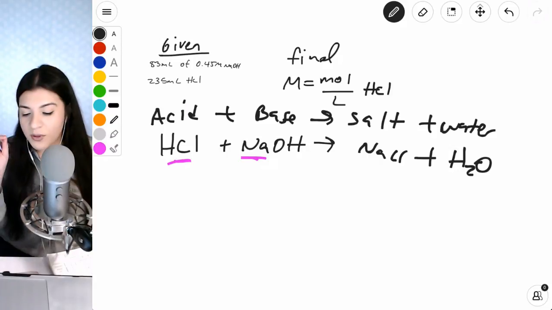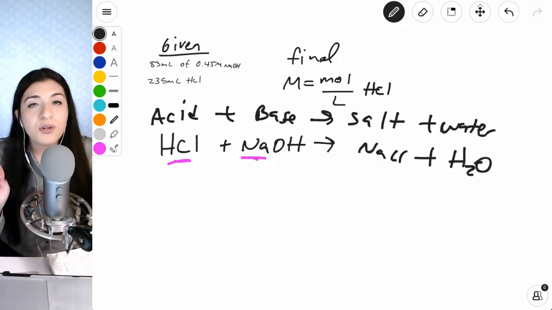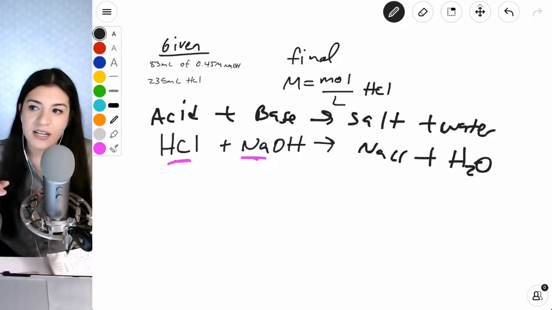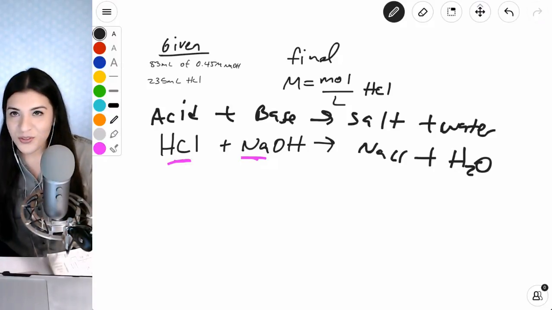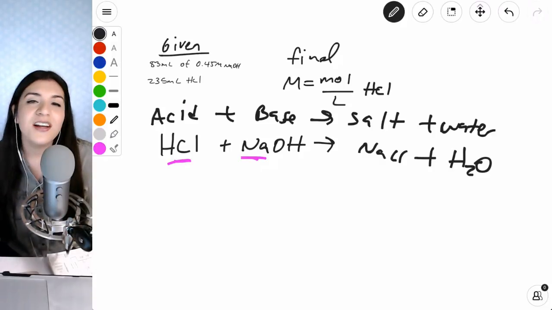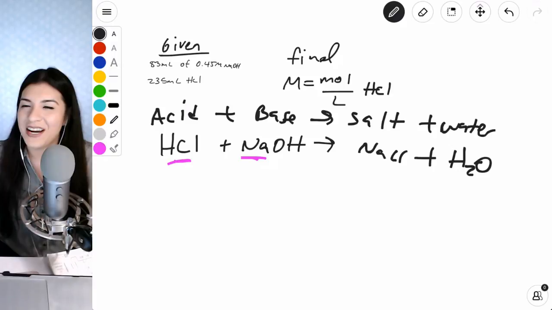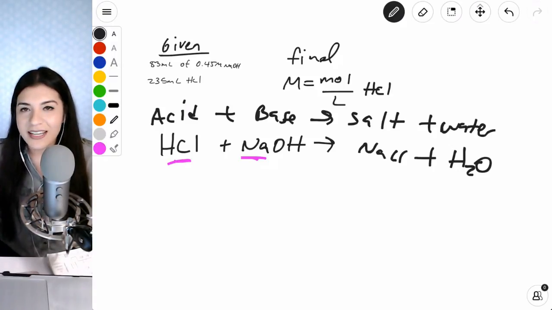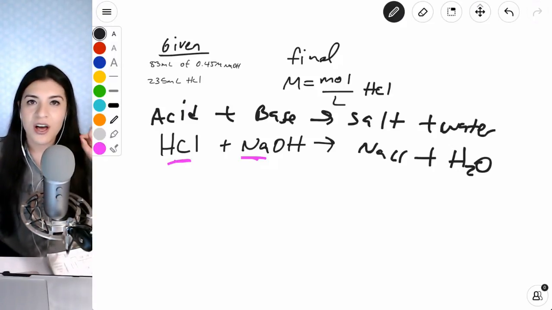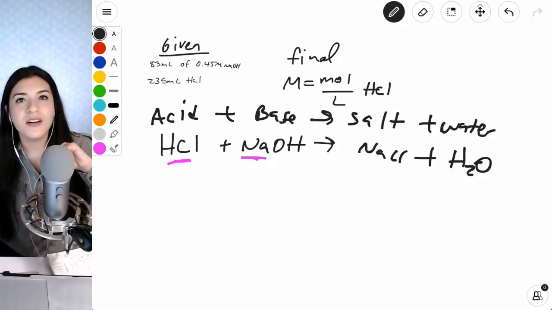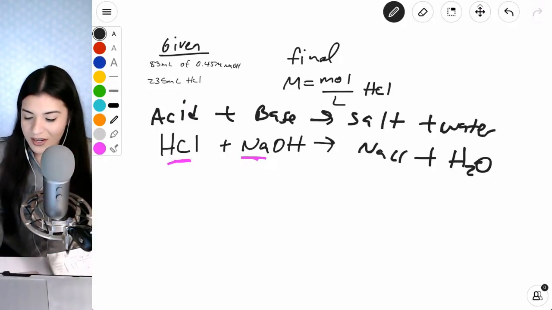From there, the place to start with these questions is, since we're looking for the molarity of HCl, don't start with the milliliters of HCl. Instead, you always want to start with what you're not looking for. I know it sounds weird, but if you're finding HCl for these titration questions, you're actually going to use the milliliters of NaOH, so the different one.